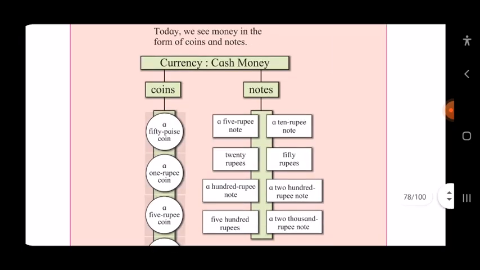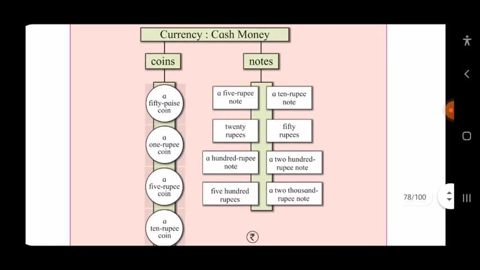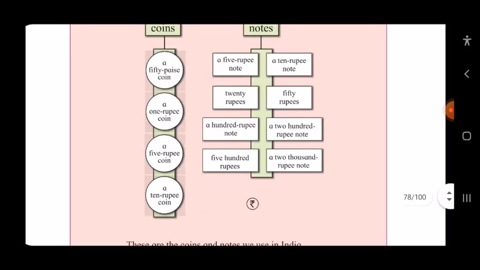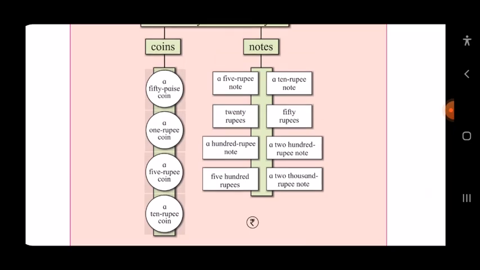Currency, cash money. Now first we'll see what are coins. A 50 paise coin, which we used earlier but now it has stopped. We don't use it anymore. Then a 1 rupee coin, a 5 rupee coin, a 10 rupee coin, and we also have a 20 rupee coin now. And in the form of notes, we have a 5 rupee note, a 10 rupee note, 20 rupees, 50 rupees, a 100 rupee note, a 200 rupee note, 500 rupees, and a 1000 rupee note. We had a 1000 rupee note previously, now we don't have it.